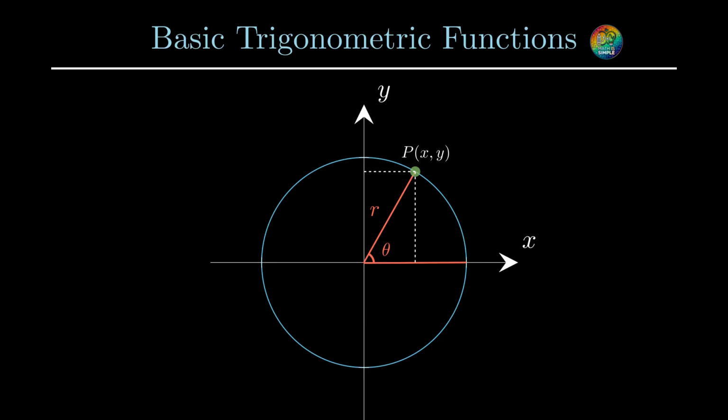Take a look at the diagram on your screen. Here we see a circle with a radius of r, centered right at the origin, what we call the unit circle. Notice the angle theta starting from the positive x-axis and opening upward. As the angle opens up, it points to a specific location on the circle, labeled as point P with the coordinates x, y. By dropping a vertical line down to the axis, we form a right triangle.